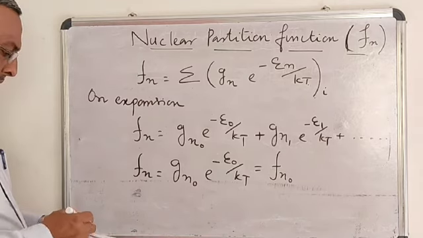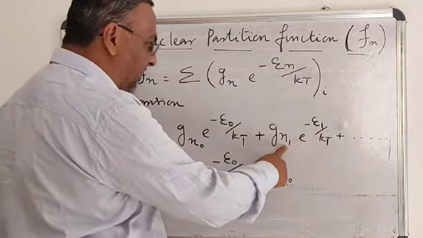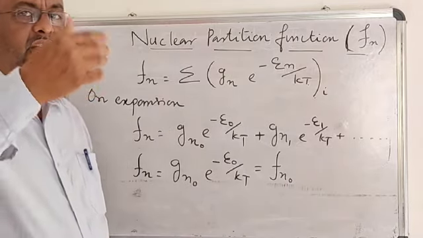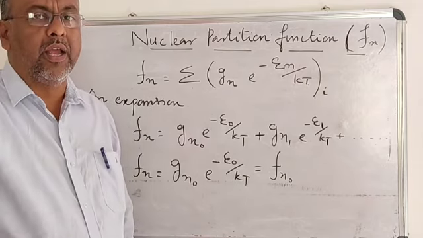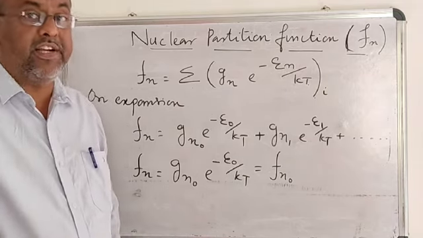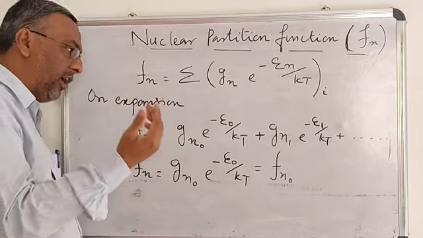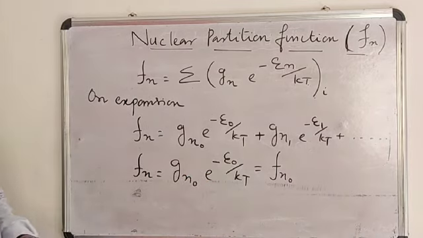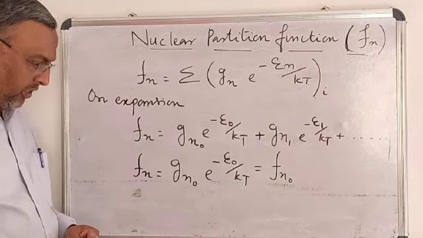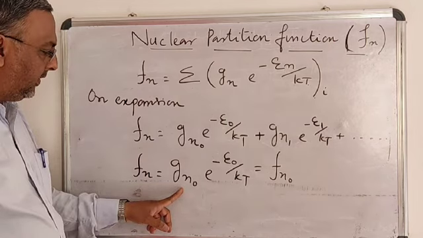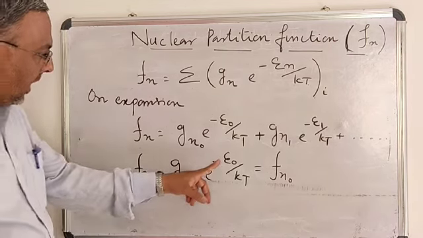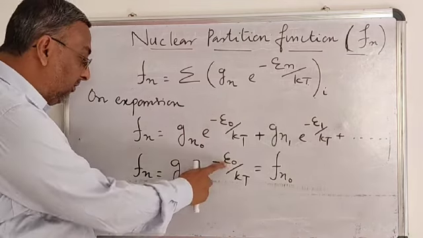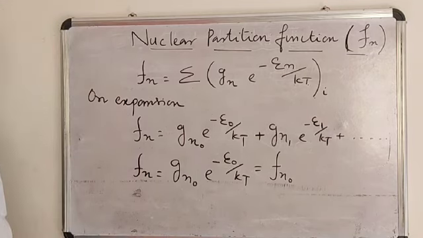We are ignoring the first excited state, second excited state, and third excited state, because these excited states of the nucleons are very far apart, and the nucleon population is also very less. So therefore, we are ignoring the first, second, third excited states. We are taking into consideration the ground state of the nucleons. So this is called the ground state degeneracy of the nucleons, and the energy of the nucleons in the ground state, which determines the partition function of the nucleus.